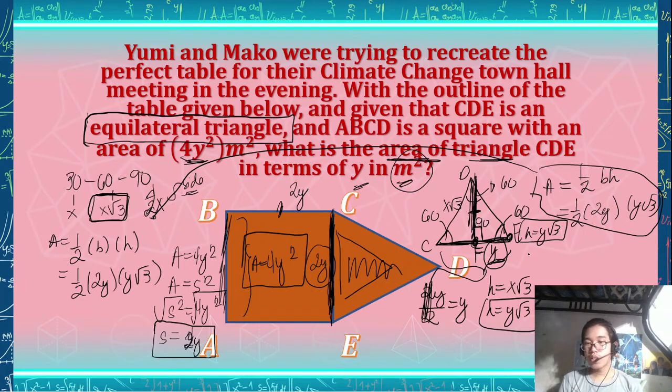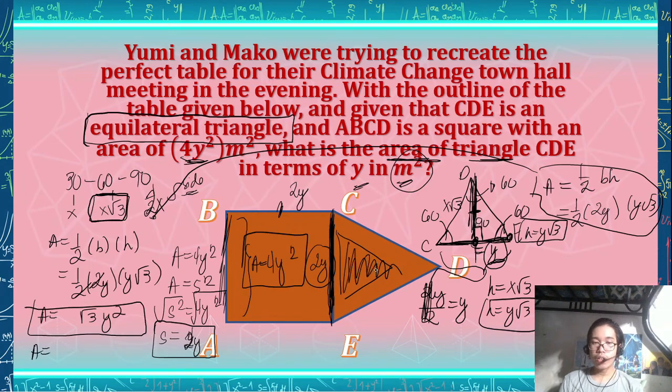Okay, so since we now found the height and the base, we can now get the area of the triangle. Therefore the area of the triangle is just going to be, this cancels out, and this is going to give us square root of 3 y squared. Okay, there you go. So the area of triangle CDE is going to be square root of 3 y squared meters. And that's the answer to our given problem. And that's how we solved it.